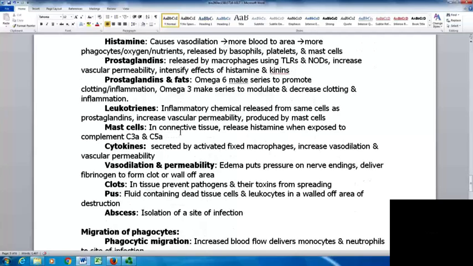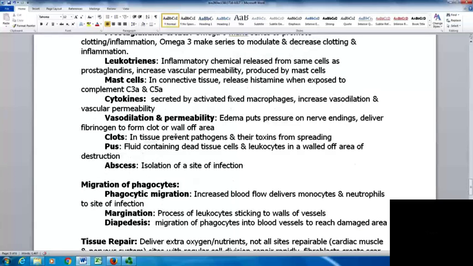Your leukotrienes, these are inflammatory chemicals that are going to be released from the same cells as the prostaglandins. They'll increase vascular permeability that is produced by the mast cells. Mast cells are located in the connective tissue, and they'll release histamine when they're exposed to the complement, the C3a and C5a component.